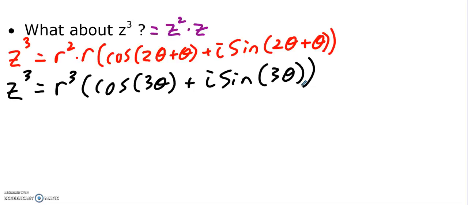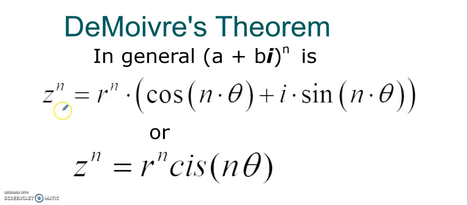So in doing just those two problems of z squared and z cubed, you hopefully are noticing a bit of a pattern, and that's what actually leads us to DeMoivre's theorem, which says in general, if we have some complex number in standard form, a plus bi to the nth power, and we write it in trig form, then z to the nth power is going to be r to the nth times cosine of n times theta plus i sine of n times theta. In shorthand, that would be r to the nth cis of n theta.